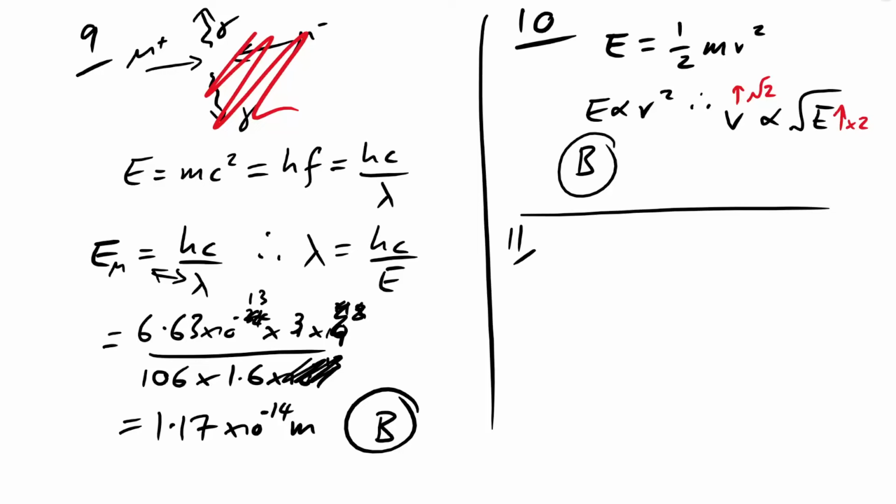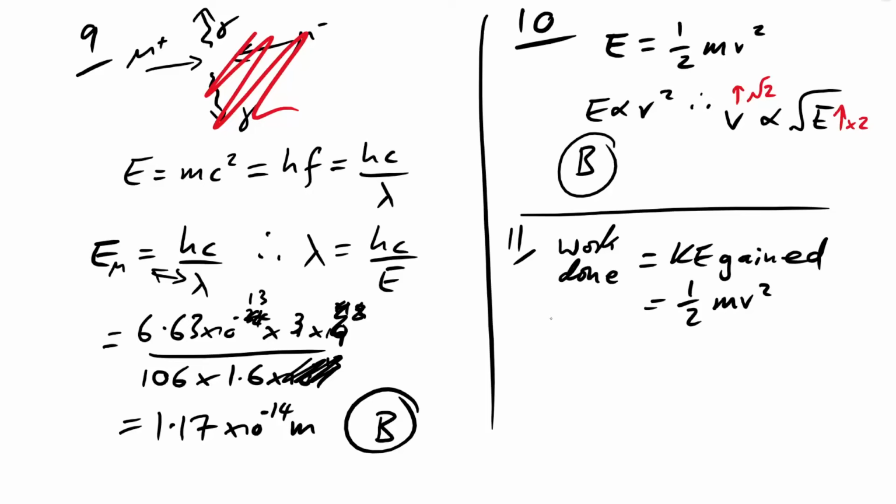11. An object of mass is accelerated by a constant force F. What's the work done on the object during the acceleration? Trick question. We know that work done is going to be equal to the KE gained by the particle, and so it's just going to be equal to half mv squared. So the answer is D. What a weird question.